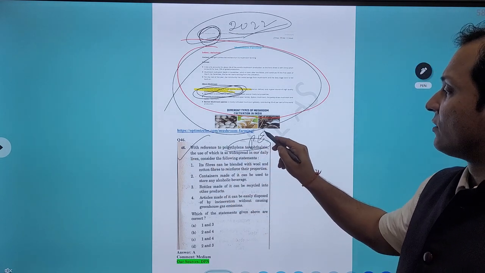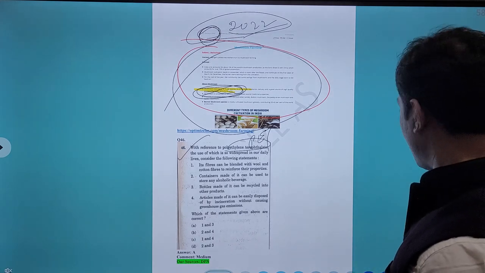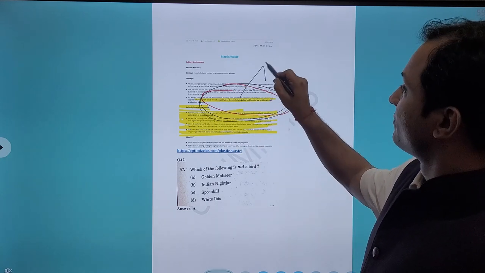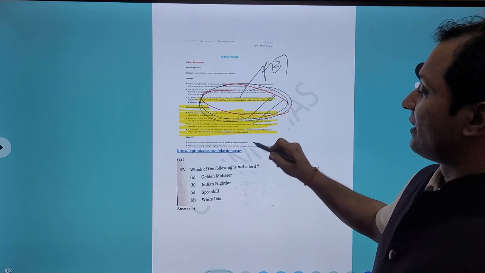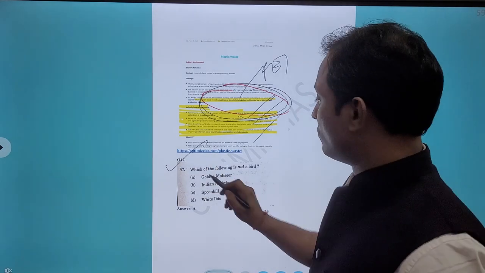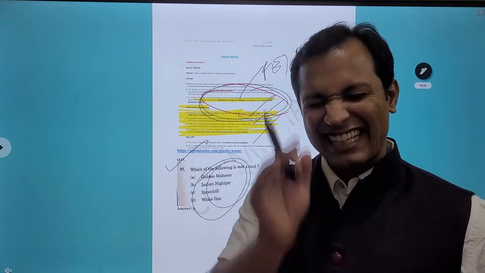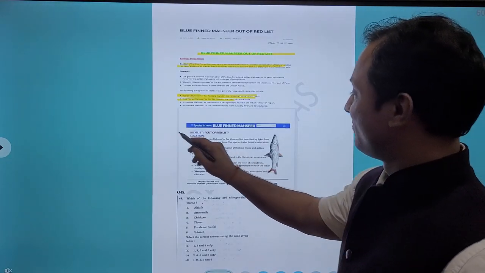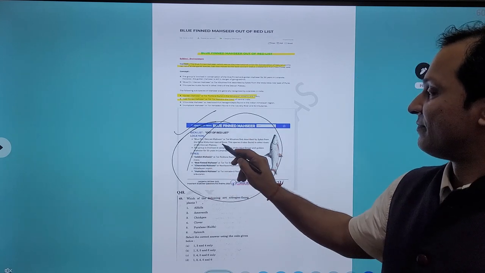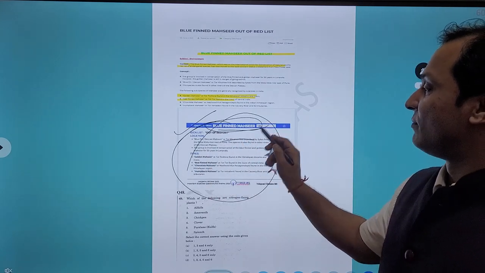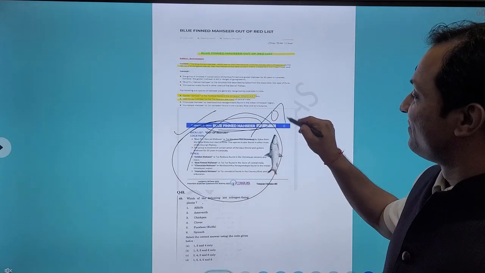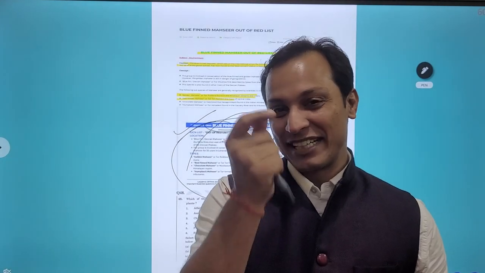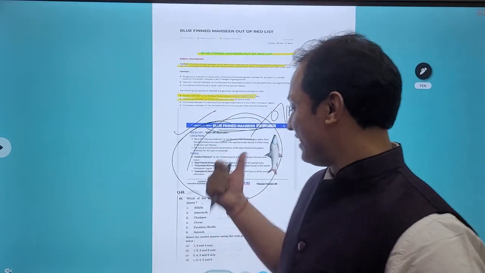PET, exactly this question I had predicted from the DPN. I told you this plastic is going to come. You see here, exactly, DPN, PET recycling. Next, 47, golden mahseer, exactly, I predicted in the Optima. I told you this topic is going to come. You see here, blue-finned mahseer, Optima card. Just imagine, if you had just seen it, you could easily eliminate the options and get the answer, guys.